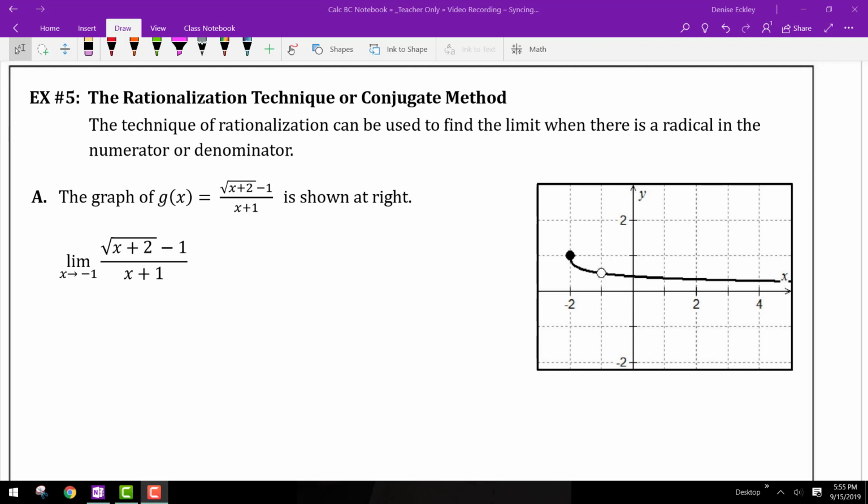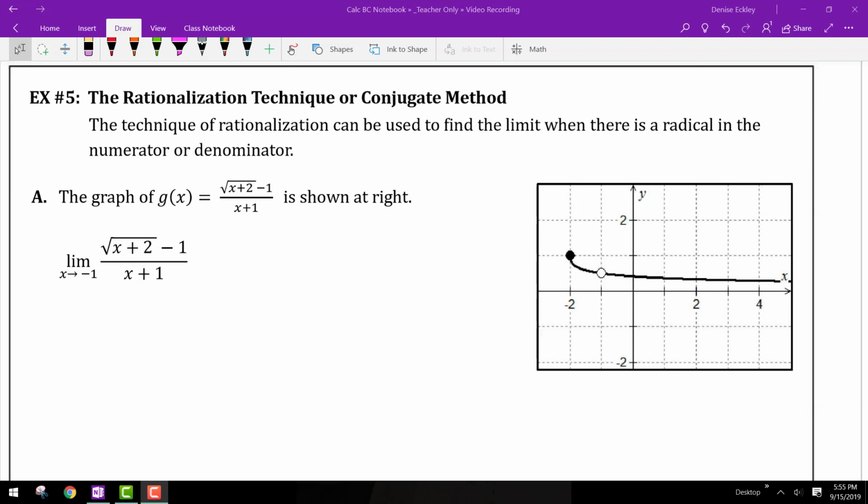We're beginning the third and final part of Lesson 4, Finding Limits by Analytic Methods. In example 5, we're going to look at the rationalization technique or the conjugate method. The technique of rationalization can be used to find the limit when there's a radical in the numerator or denominator. As you can see, we have the graph shown there for our function g of x, which is the square root of x plus 2 minus 1 over x plus 1.